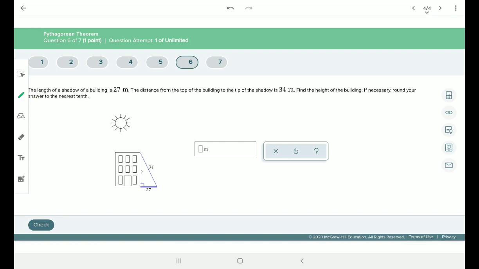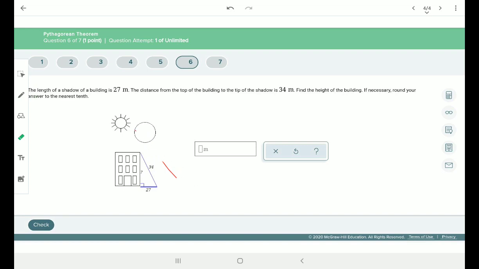And the last questions that you have to do are the word problem questions. Now, these are very similar to the ones in the book, but there's nothing new here. You're given a right triangle, and you have to figure out the third side using the Pythagorean theorem. So I have a shadow from a building, and the distance of this shadow is 27 meters. And the distance from the top of the building to the shadow is 34 meters. And we want to figure out how tall is the building based on that information.